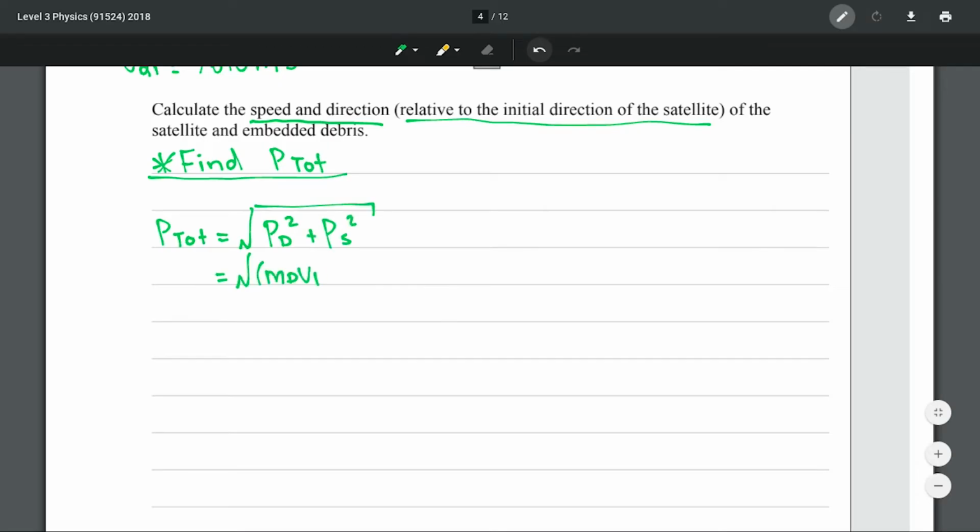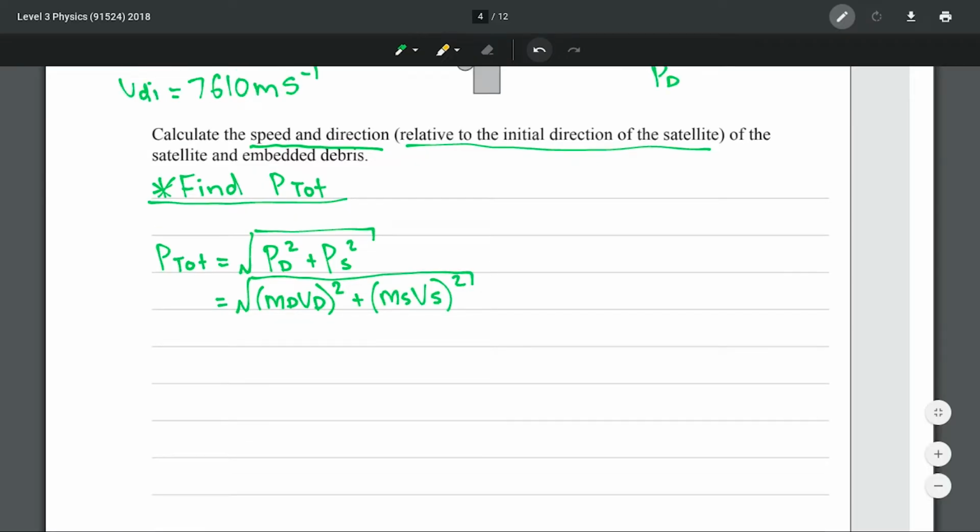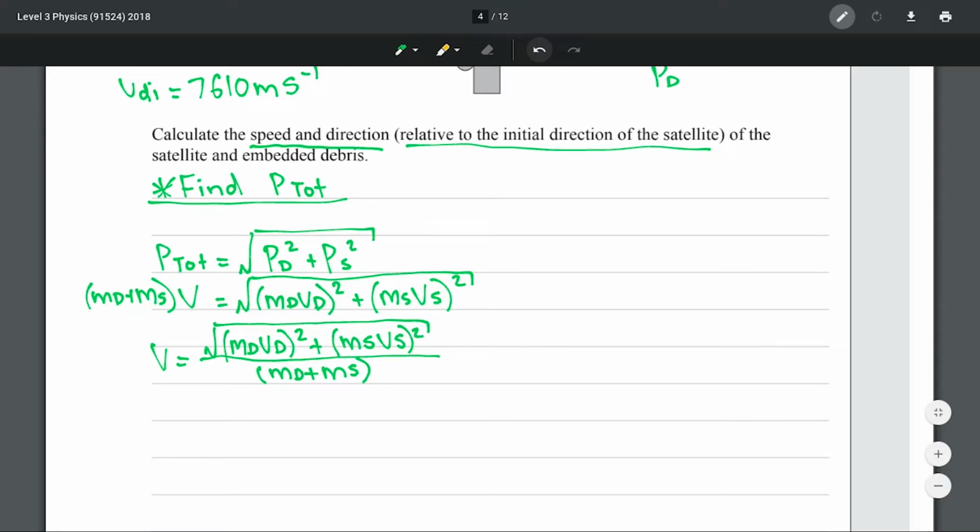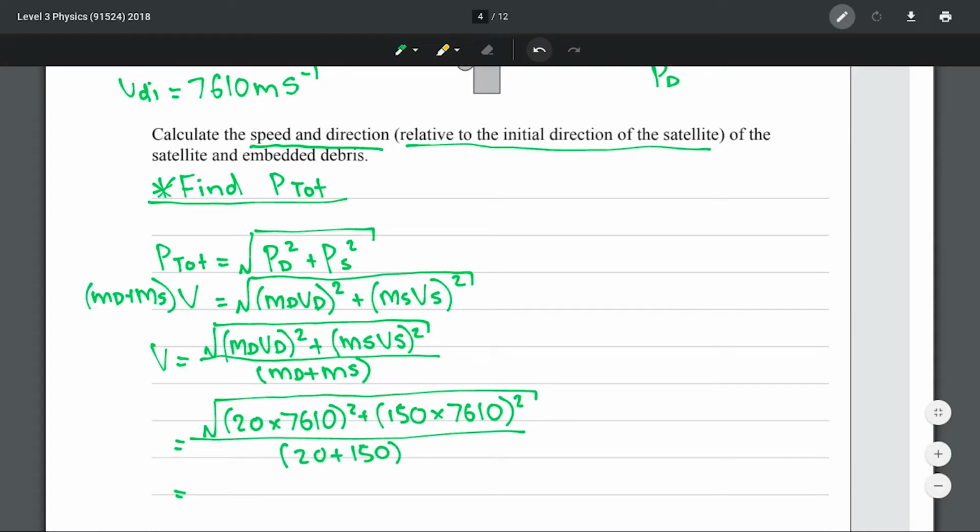Replacing our momentums with mass times velocity. Our p total is just the combined mass times the total velocity that we're trying to find. So if we just divide both sides by this here in brackets, we'll find our velocity. Putting in our numbers. Which gives me 6,770 meters per second to 3 significant figures.